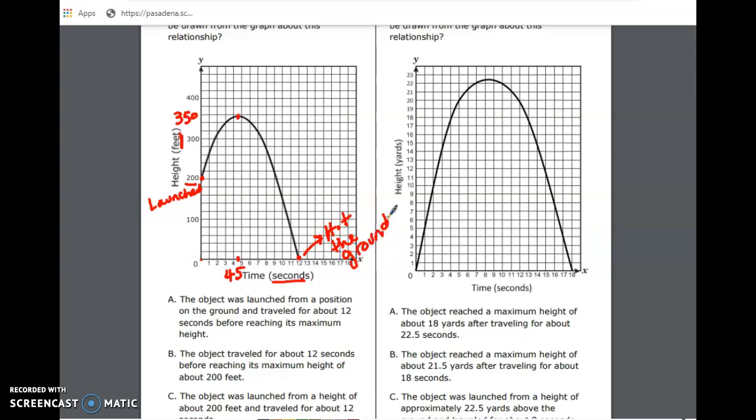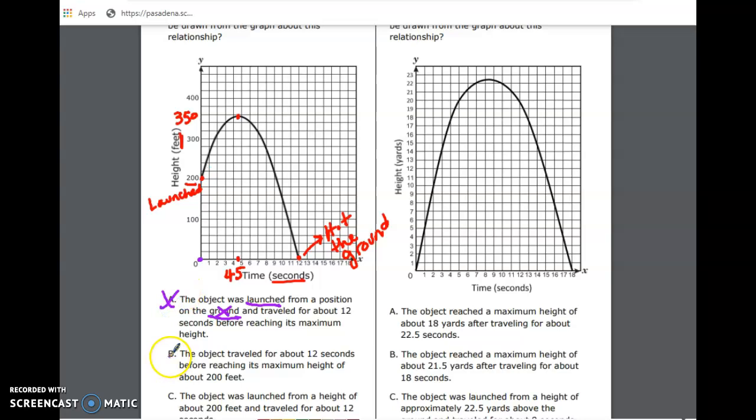Okay, so we're going to read these answer choices. A says, the object was launched from a position on the ground. The ground is right here at 0. So no, that is not true. It was not launched from the ground. It was launched from 200 feet. So it's not A.